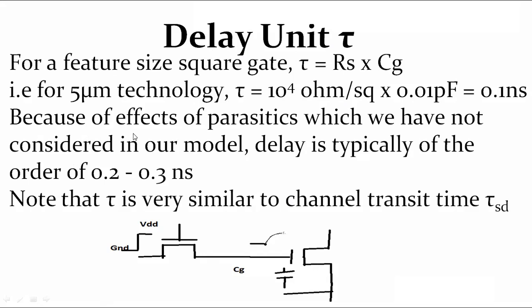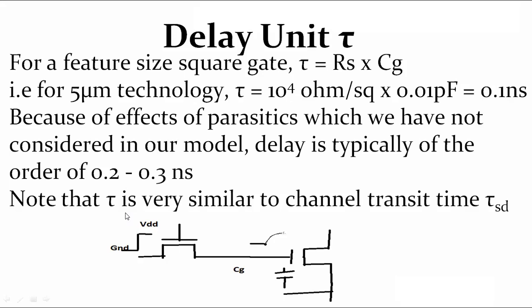Because of the effect of parasitics, which we have not considered in our model, there is a wiring effect. The parasitic components we have not considered. Typically, the delay is of the order of 2 to 3 times that of the actual value. That means the value varies from 0.1 nanoseconds to 0.2 to 0.3 nanoseconds.